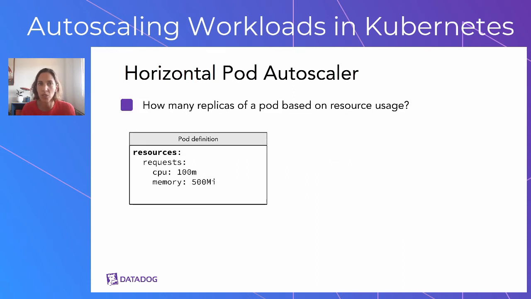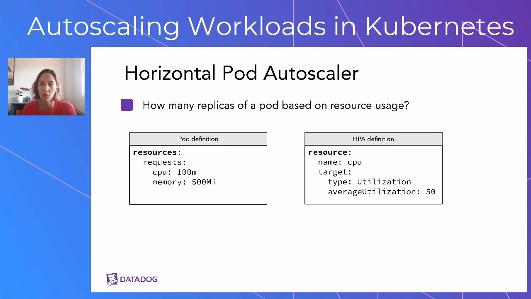But wouldn't it be great to do this based on data? And that is exactly what the Horizontal Pod Autoscaler tries to solve. I can do things like decide how many replicas I need based on resource usage, and I can create an object, for example, that says as soon as my pod goes above 50% of the CPU that I requested originally, please scale the deployment. But that doesn't look like the best metric to drive our scaling events.